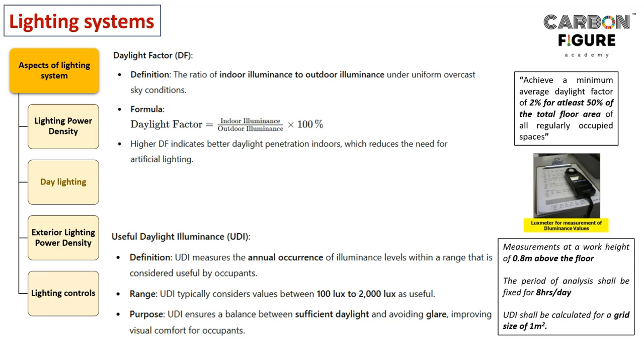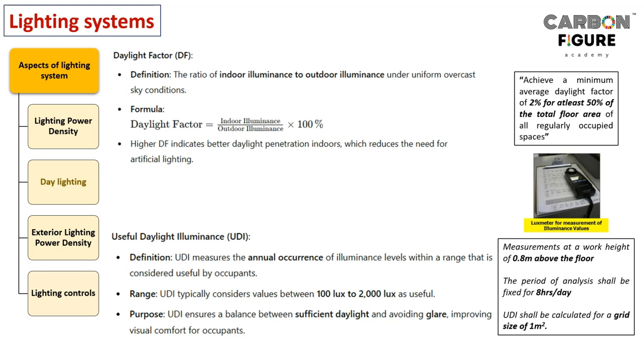Then another factor called useful daylight illuminance, UDI. It measures the annual occurrence of illuminance levels within a range that is considered useful by occupants. The value typically considered useful is 100 lux to 2000 lux. This measurement ensures a balance between sufficient daylight and avoiding glare, so as to improve visual comfort for the occupants. So how is it done?